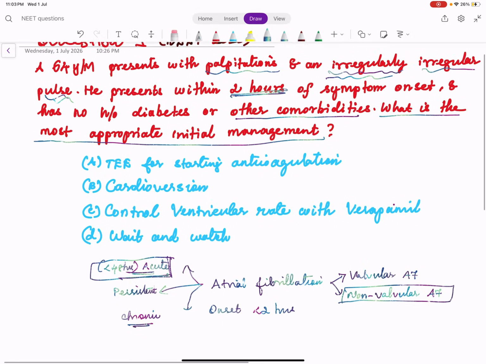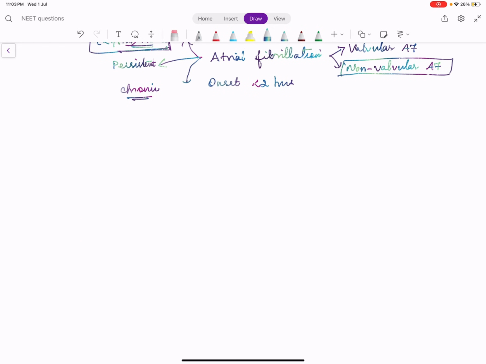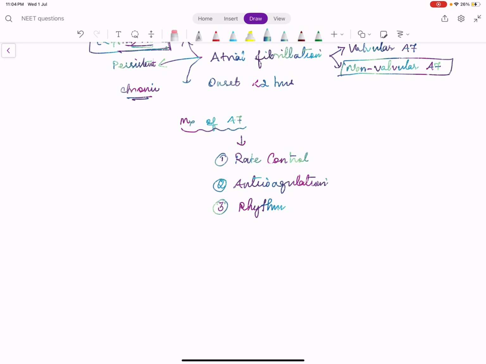So what is the most appropriate initial management? So if you think of the management of atrial fibrillation, it is of 3 steps. And the 3 steps come in order. The order is rate control, anticoagulation, and rhythm control. Rate control, anticoagulation, and rhythm control. So the first step which we have to do is rate control.